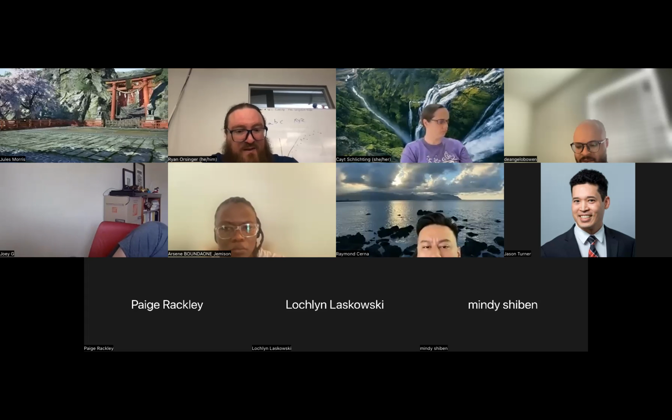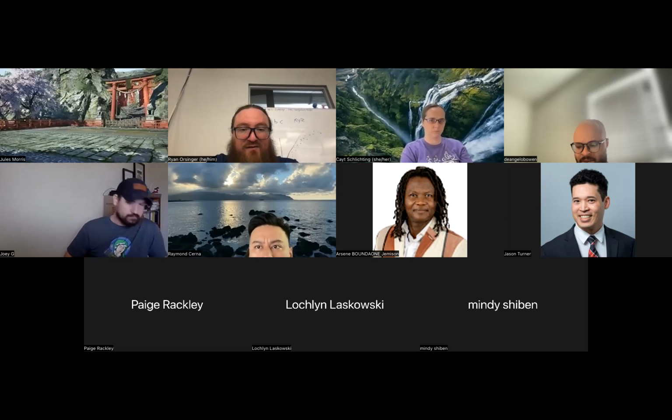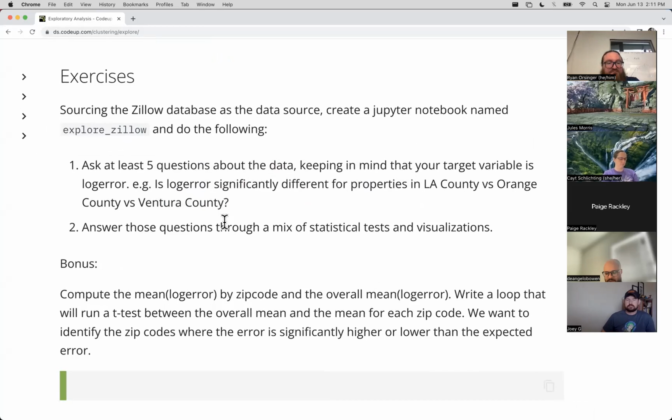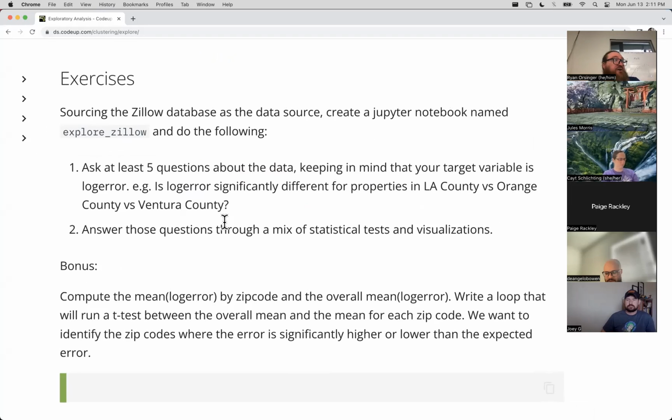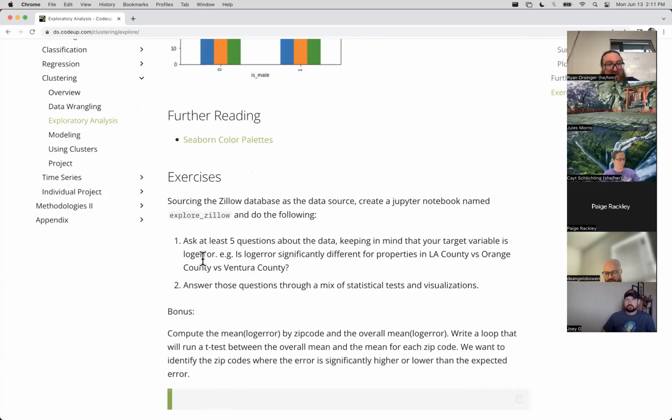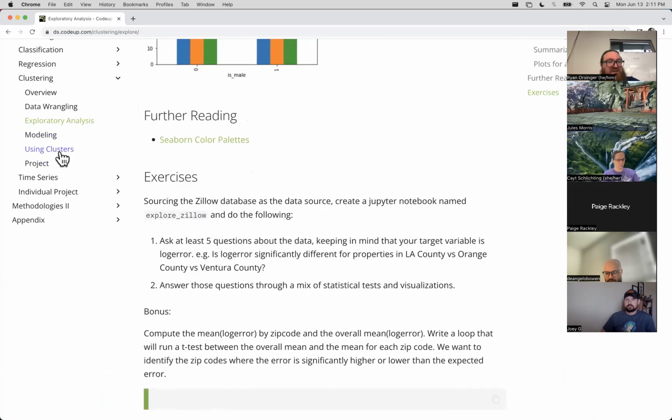Cool. So remember, that little aside on log error was because the exercises say, hey, don't forget your target variable is log error. Any work that you do on this turns into work on your project. So this is really useful time. And then we've got a bonus there, should you feel so brave and bold. If you wanted to explore, we'll be using the mall data for modeling and using clusters. So just use this time to get to know Zillow.